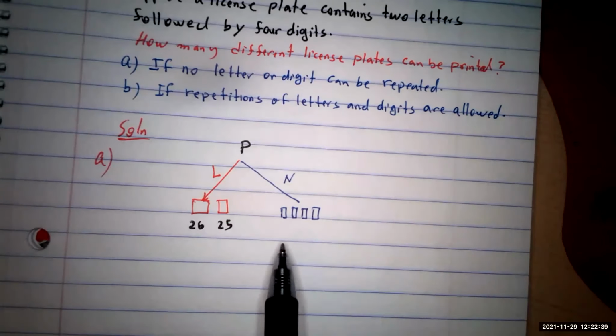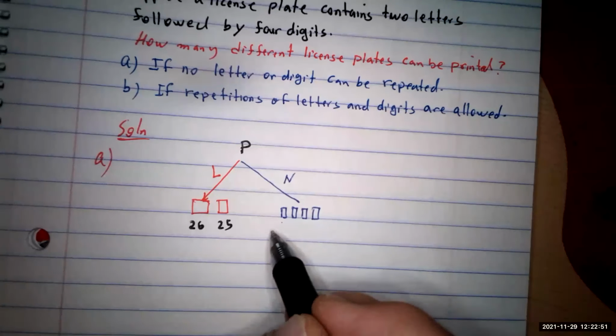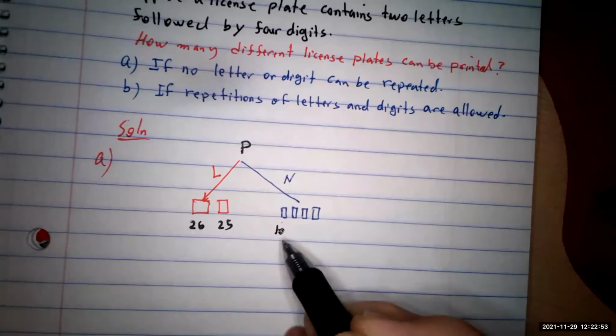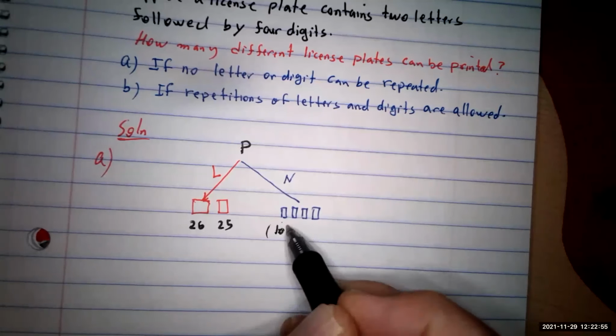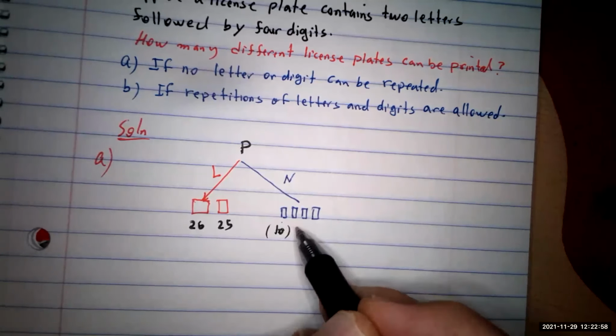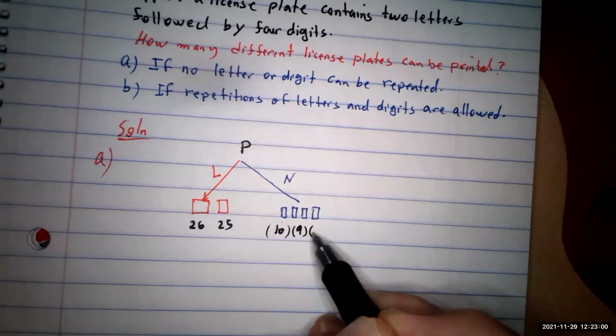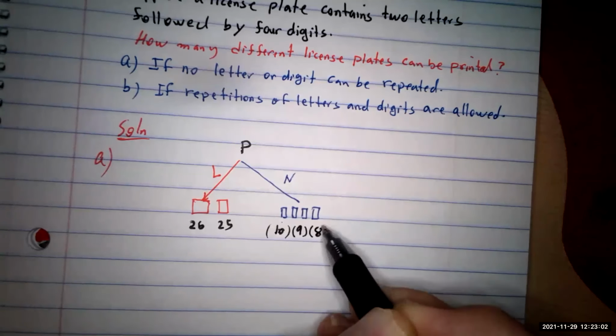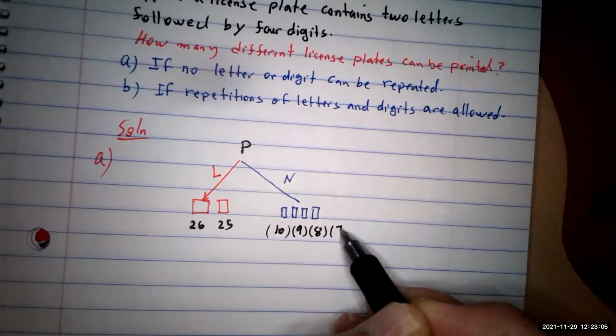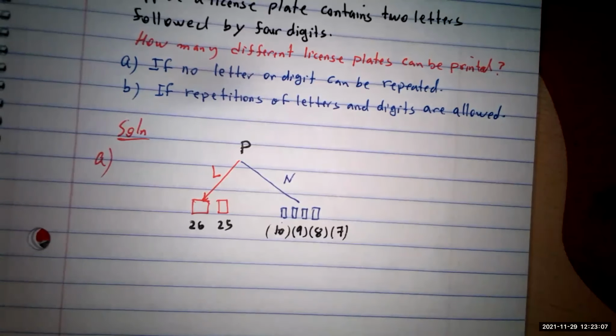Now we go for the numbers. The digits that we can use are 0 up to 9. So the first choice for the first one is going to be 10. But you cannot repeat it, so the second one would be 9, the third one would be 8, and the last one would be 7. They use digits, not numbers, so you can have 0 too.